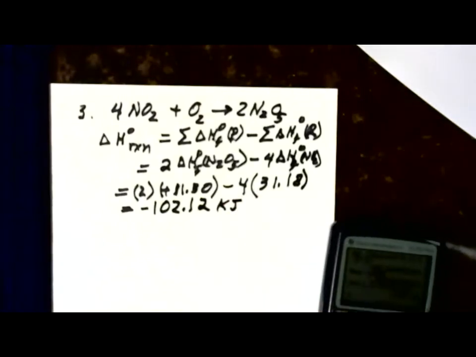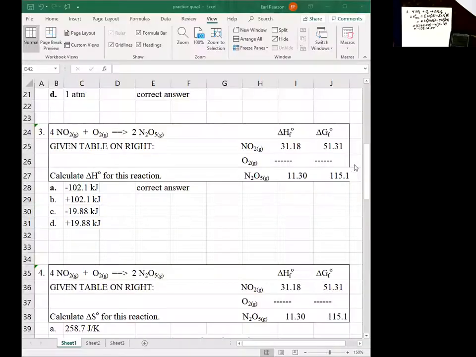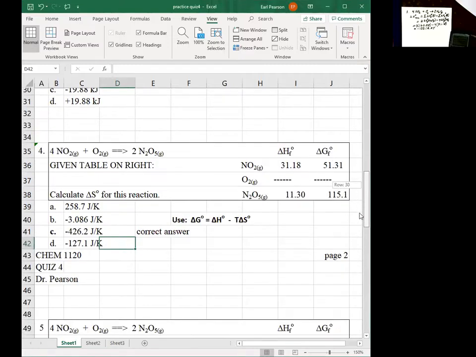Okay, so let's do the screen share so you can check with me. Be sure we got the right answer. Okay, yep, there it is. A is the correct answer. Now let's go down and do number 4.